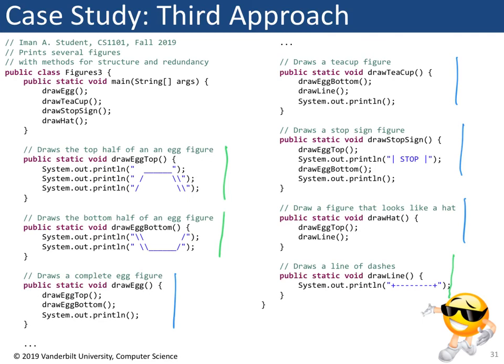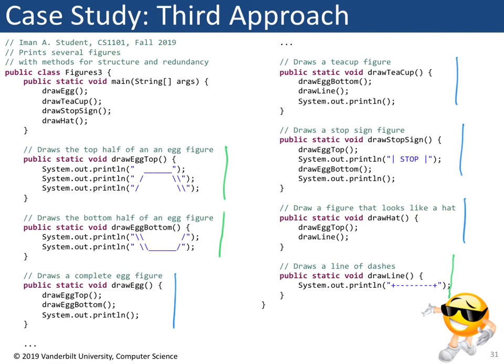Draw teacup is going to make use of the draw egg bottom as well. Then it's going to draw a line, and it's going to again use a print line statement with no arguments to create a new line. Draw stop sign is going to draw an egg top. Then it's going to print the word stop and 2 bars in the middle of the egg, and it's going to draw an egg bottom and issue a new line. And similarly for draw hat, we're going to use draw egg top followed by draw line.